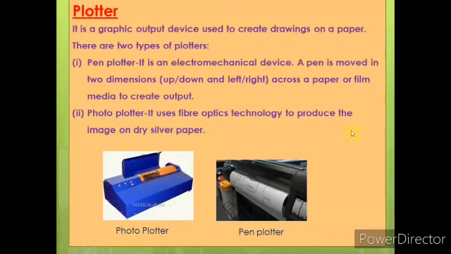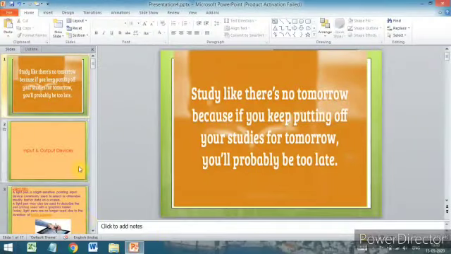So these are the output devices: one is your monitor, then your printer, speaker and then your plotter. All the output devices are used to produce the hard copy of the document or the image, or used to show the output of the computer. So with this we come to the end of the output devices and the end of the chapter also.